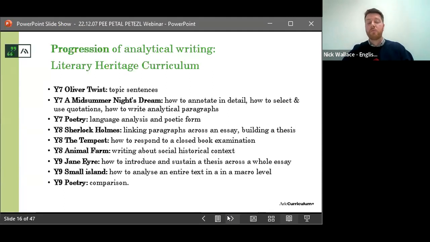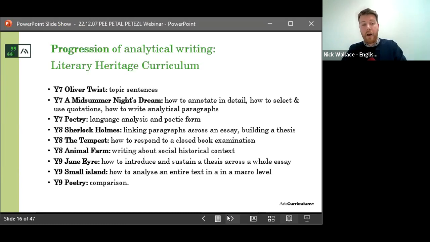In Year 8, we'll move on to how to link paragraphs across an essay to give a sense of cohesion and begin to sow the seeds of the work on building a thesis and sustaining a thesis. In The Tempest, we'll look at the discipline of responding to a closed book examination and how to make textual references even when you don't have the play or the novel in front of you. In Animal Farm, we'll move on to beginning to integrate social and historical context into an answer as well.